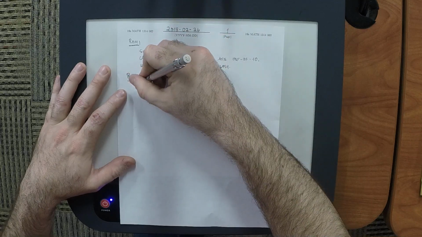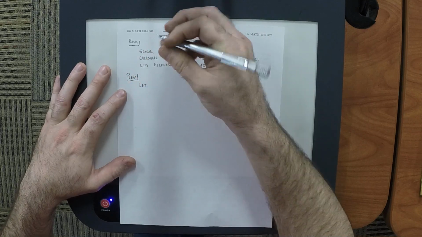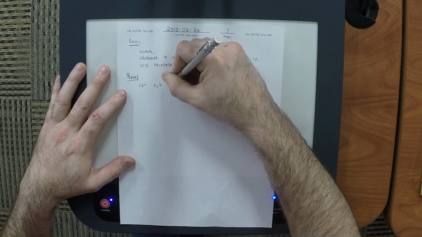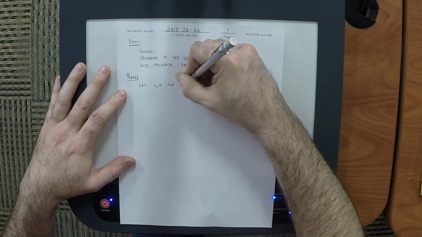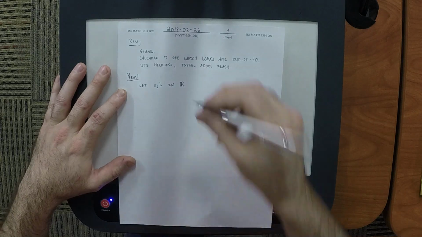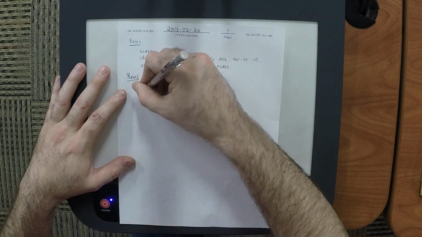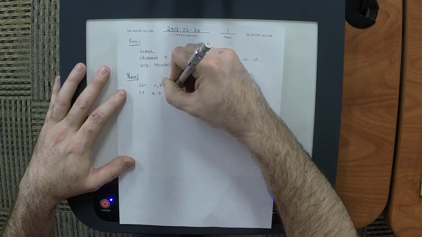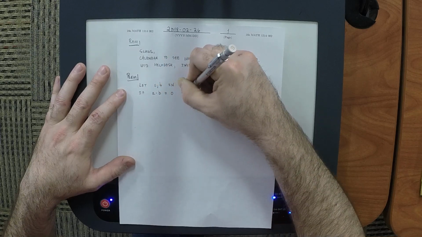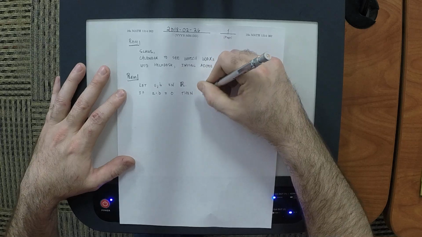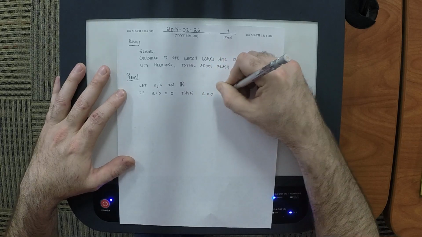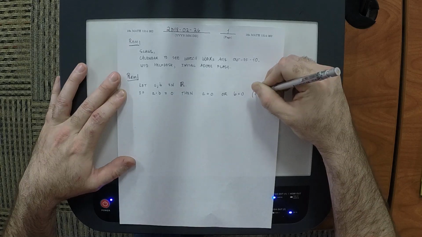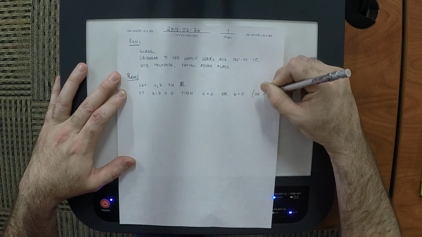So here we are. Let A and B be in the reals. If that's true, then if the product AB is 0, then A is 0 or B is 0, and when a mathematician says or, they mean or both.